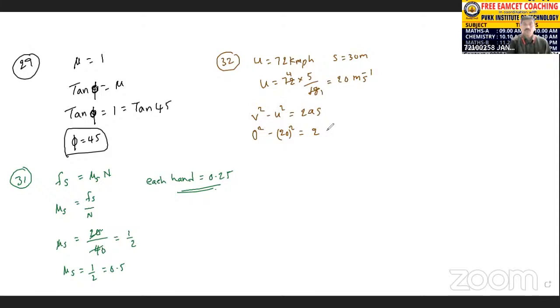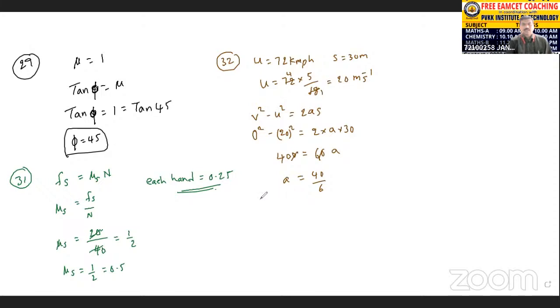Yes. Coefficient of friction into a into S, S is 30. So this is 400. The minus represents retardation. Acceleration that is negative is called retardation. So 400 is equal to 60 into a. So the zeros cancel. A is equal to 40 by 6.